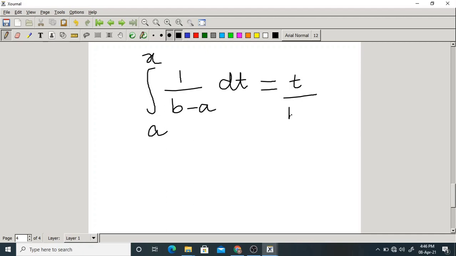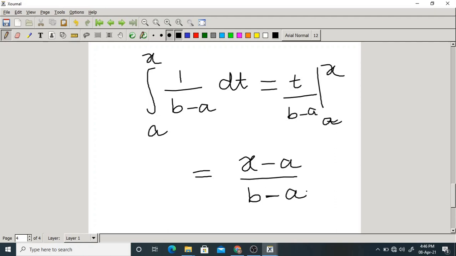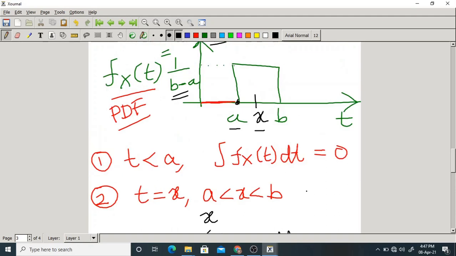T by b minus a, but where t varies from where to where? A to x, which means x minus a by b minus a. Okay, what is this here? I am assuming the point of integration up to what value we are finding? X. X is between a and b. If x is less than a, obviously answer would be 0. If x is between a and b, now this is answer.